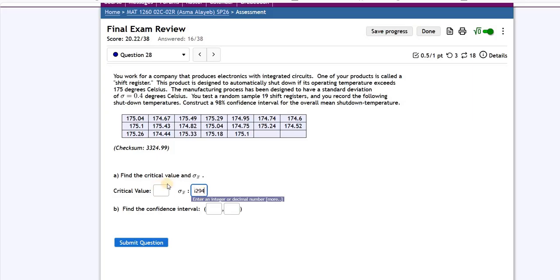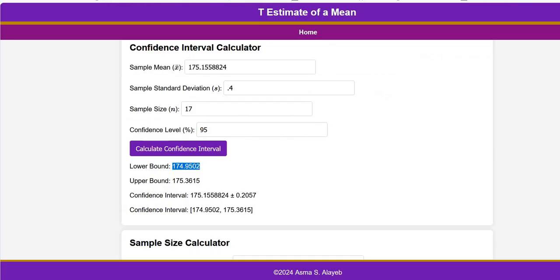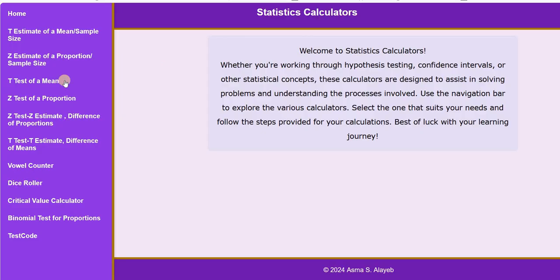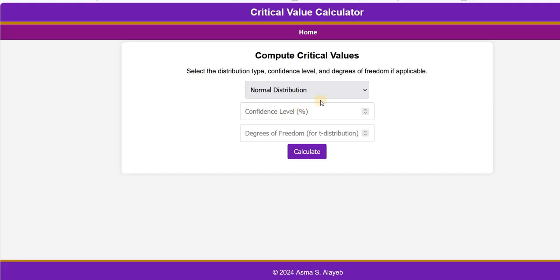Now the critical value in this case: despite the fact that this is estimating a population mean, we still have the population standard deviation, and that means we can actually compute the Z critical, not the T critical. So I'm just going to do that. I'm going to go to compute critical values and I will use the normal distribution.